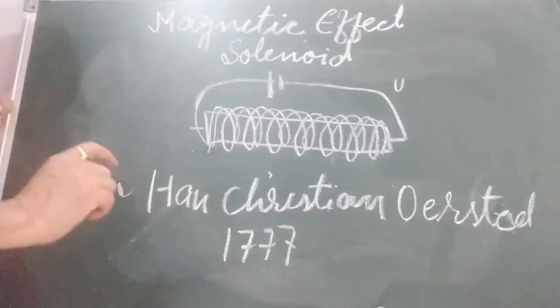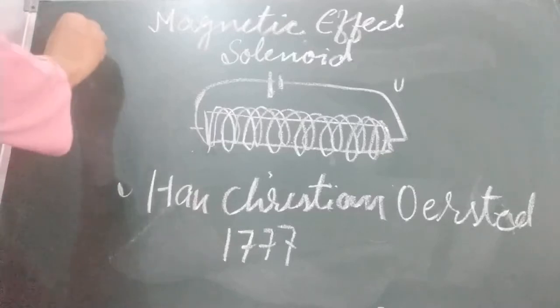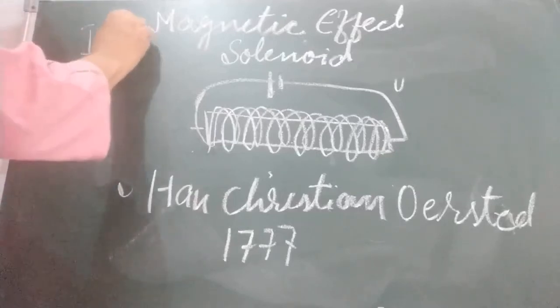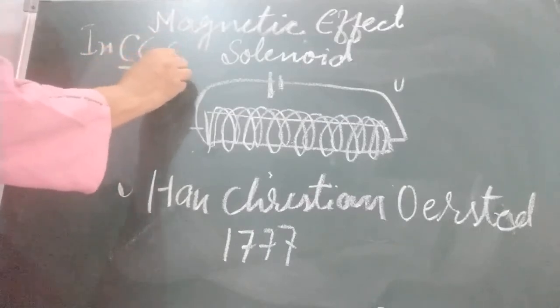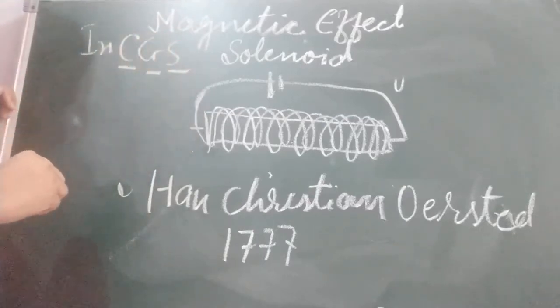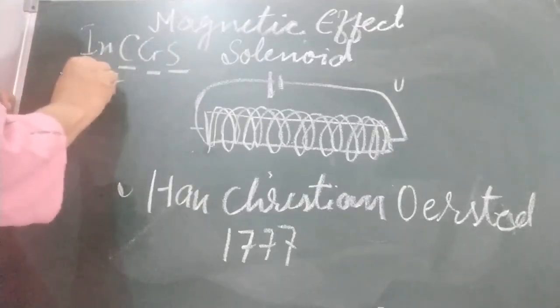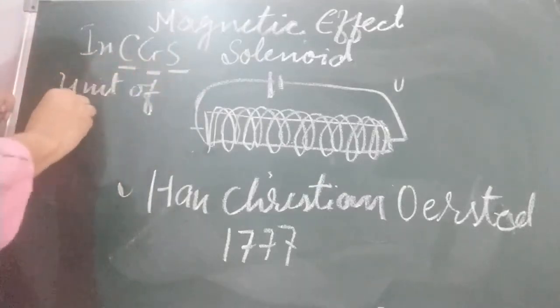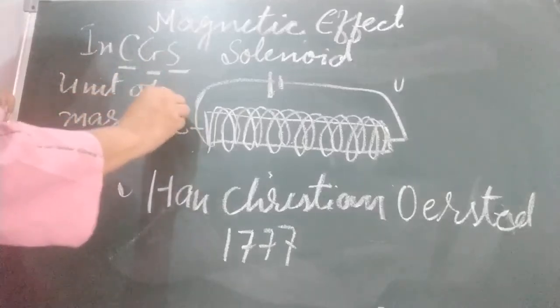So in memory of this man, in the CGS system, which system? CGS. CGS is what? Centimeter gram second system. The unit of magnetic field is what? Oersted.